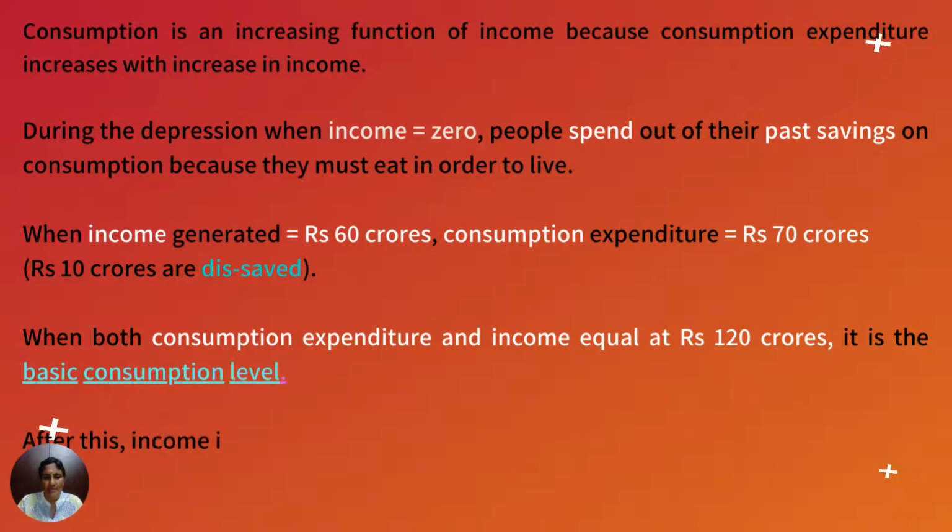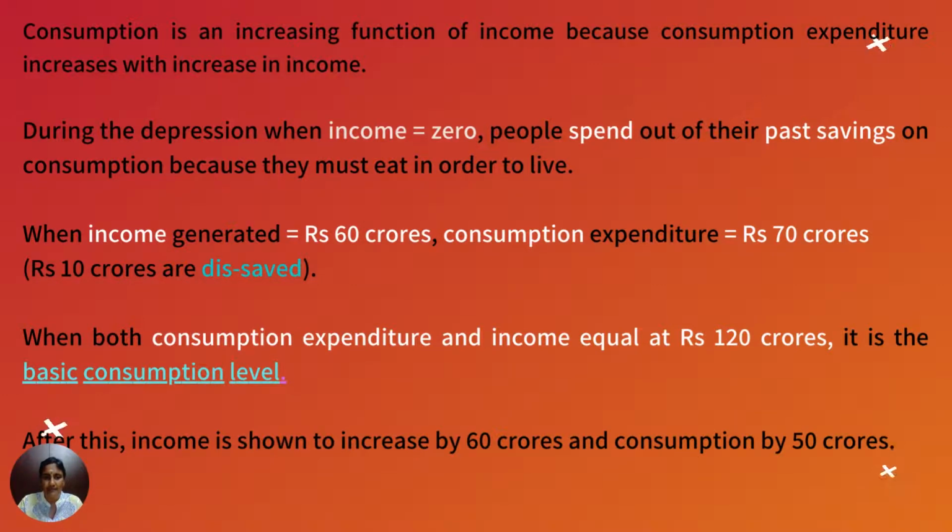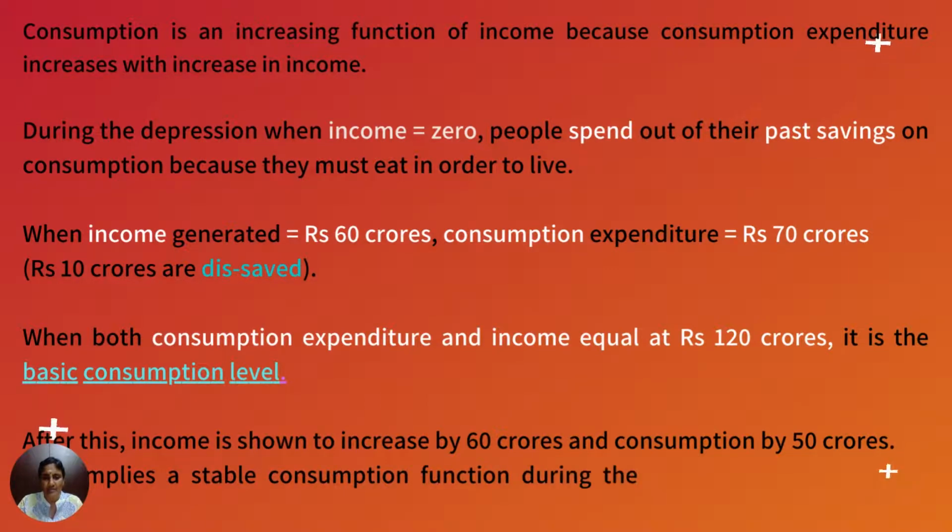When both consumption expenditure and income equal rupees 120 crores, it is the basic consumption level. After this, income is shown to increase by 60 crores and consumption by 50 crores. This implies a stable consumption function during the short run as assumed by Keynes.